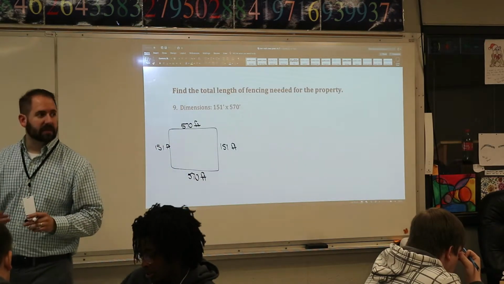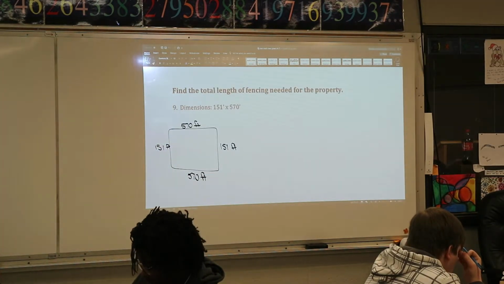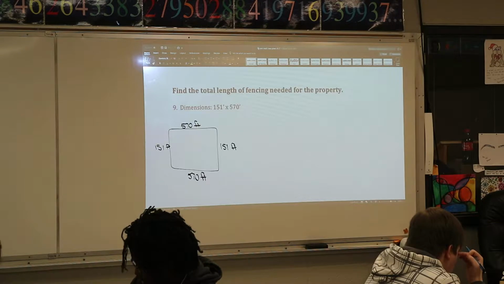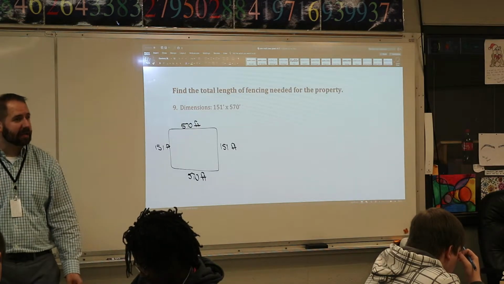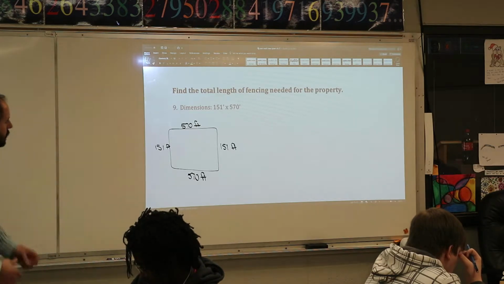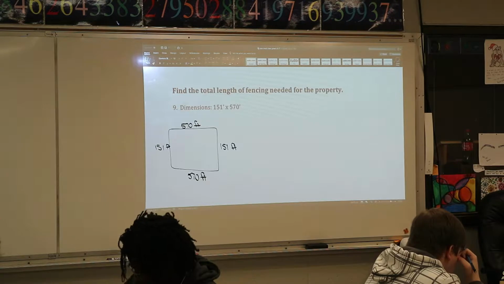What we have to do for fencing is add it all up. It's perimeter. That's what fencing is. If I told you the price of fence, you can multiply it on. But I didn't tell you that. So I just want to see, can you find perimeter? You understand the concept of what a fence is and what perimeter is. Okay, so that should be a pretty big number. You're looking at maybe in the 1,200 range.